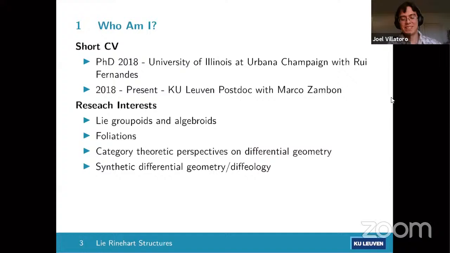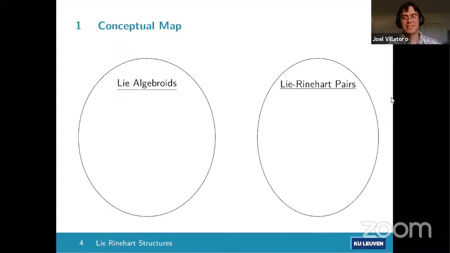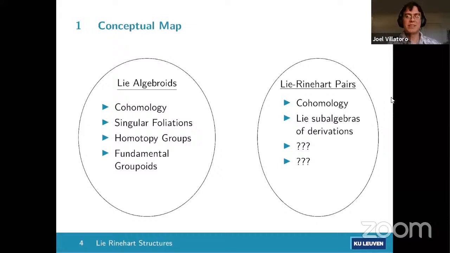So let's see a conceptual map here. First we have Lie algebroids. What are Lie algebroids? They're things that sit on top of manifolds that replace the tangent bundle. And then you have these Lie-Rinehart pairs, and how are they related? Well, if you take the sections of a Lie algebroid, you get Lie-Rinehart pairs. On the Lie algebroid side, you have things like cohomology, singular foliations, homotopy groups, fundamental groupoids. And for some of those things, we have the corresponding stuff for Lie-Rinehart pairs. We have cohomology for Lie-Rinehart pairs. The subalgebras of derivations are the analog of singular foliations. And there's obviously more to these theories than what I've put in four bullet points, but you get the idea.